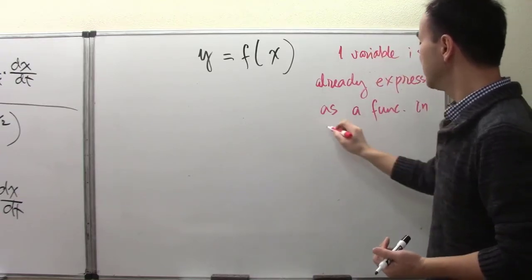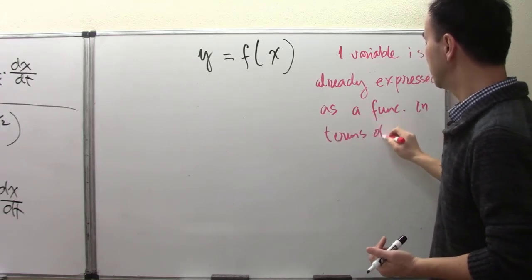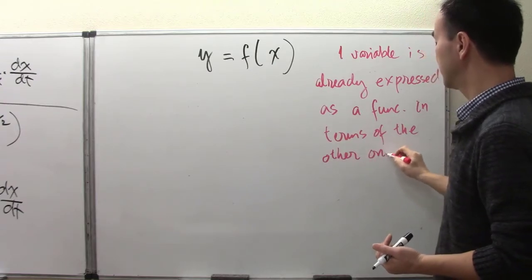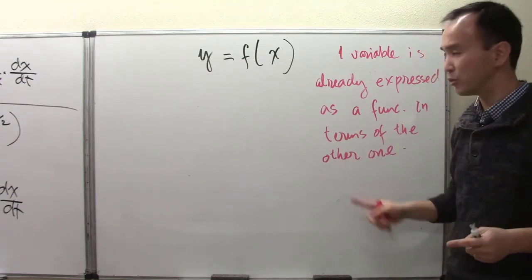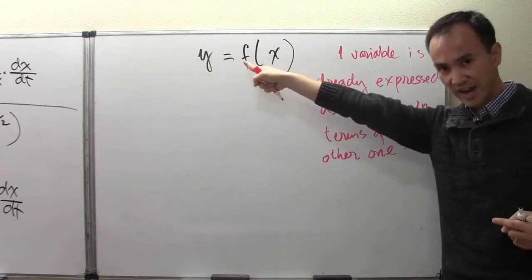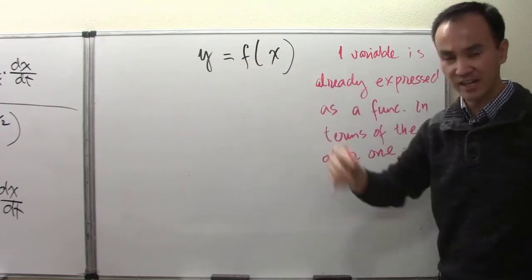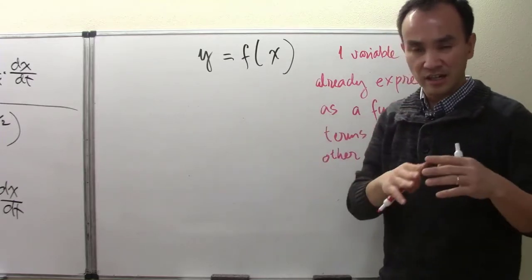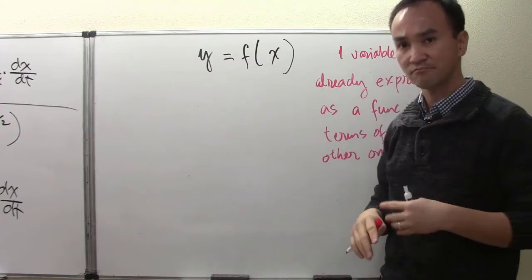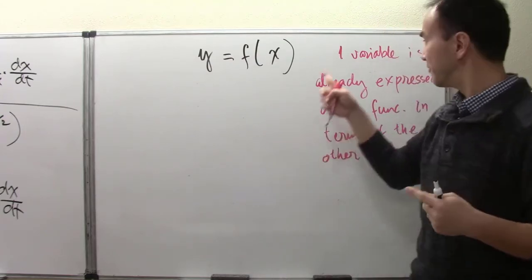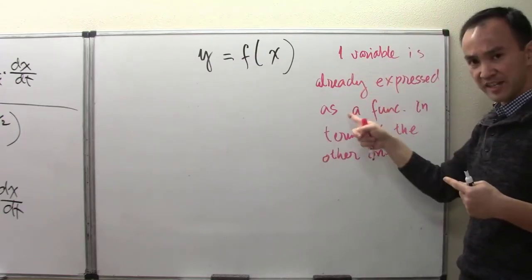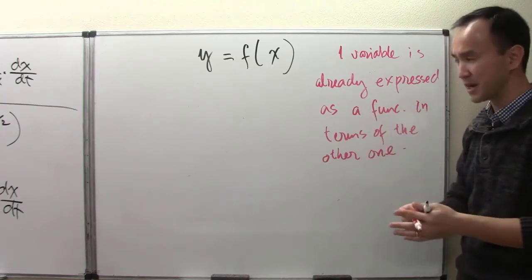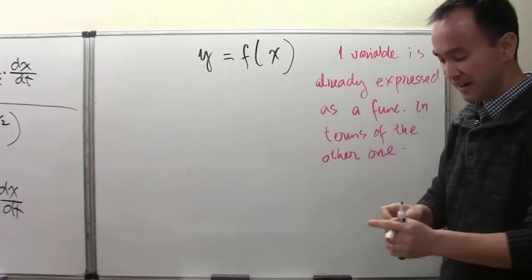Okay, in terms of the other variable. One variable is already, so that's the y right here. I call that some other case. You got p equals some function of v. You got r equals some function of x. One variable is already expressed as a function in terms of the other one. So that's one big thing to keep in mind about this generality I'm about to give.